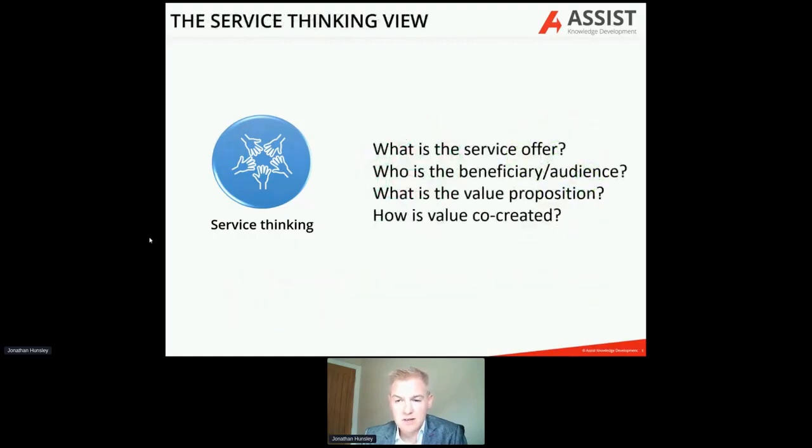So what I'm going to do is give you a quick introduction to each of the three thinking approaches, and then I'm going to dive into each of them in more detail. And the first of the thinking approaches we're going to look at is service thinking.